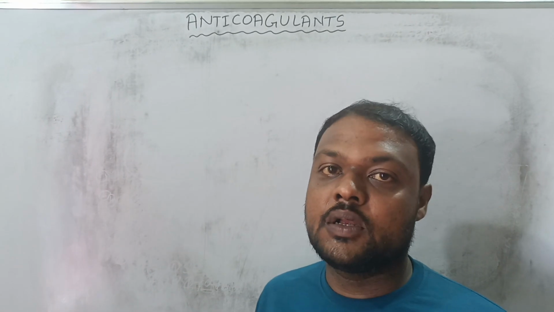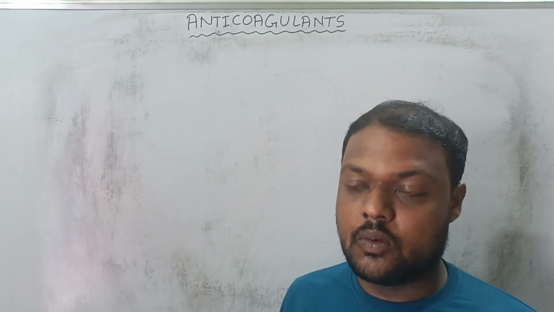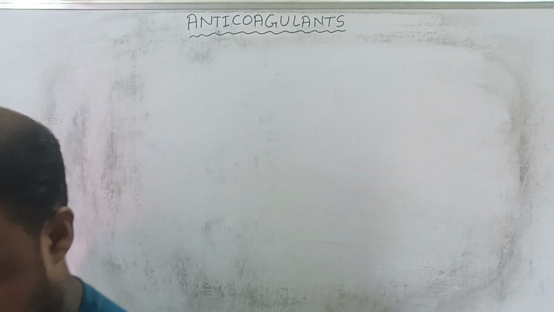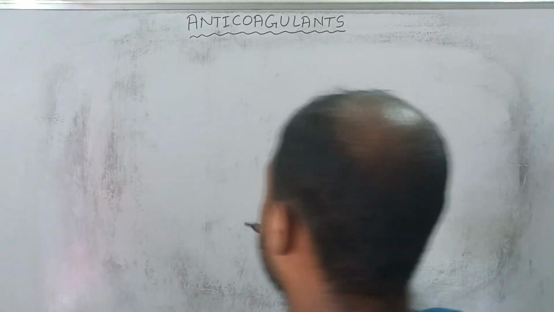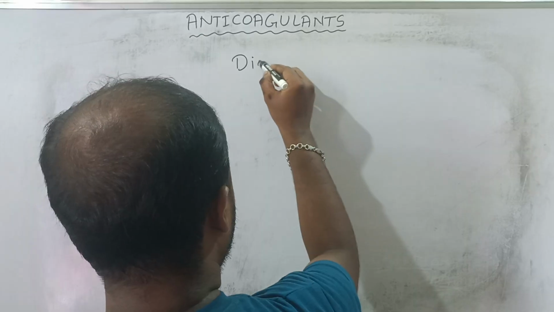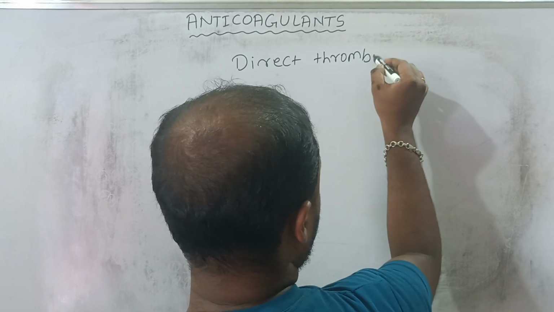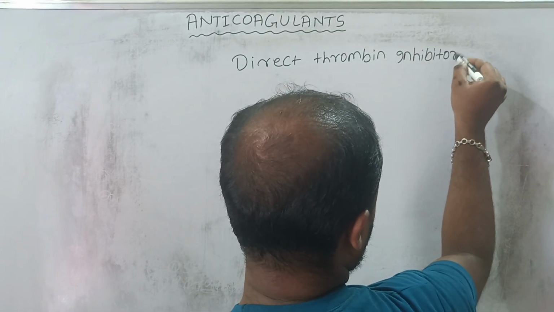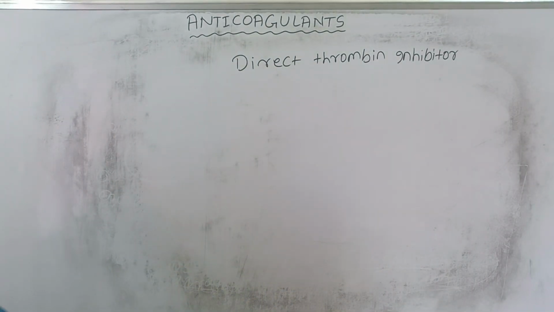So again, one more new topic that is much more important. In day to day life, we also use the medication that is the anticoagulants. So first we discuss the direct thrombin inhibitor. Direct thrombin inhibitor, that is apixaban, rivaroxaban.